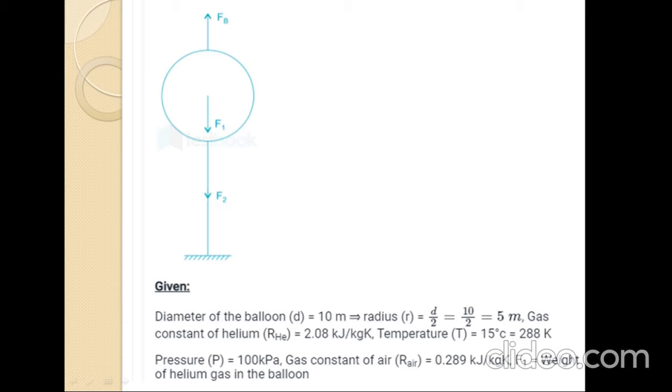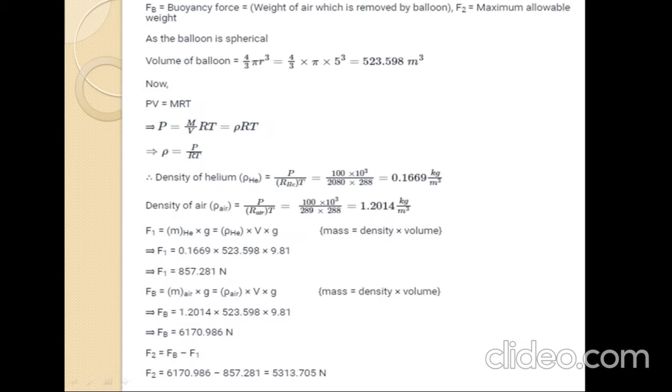Pressure is 100 kilopascal. Gas constant for air is 0.289 kilojoule per kg Kelvin. F1 is the weight of helium gas in the balloon. F2 is the maximum allowable weight. Fb is the buoyant force. Consider the shape of the balloon to be spherical, so the volume of the balloon is 4/3 pi r cube. Here the radius is 5, so the volume of the balloon is 523.598 meter cube.